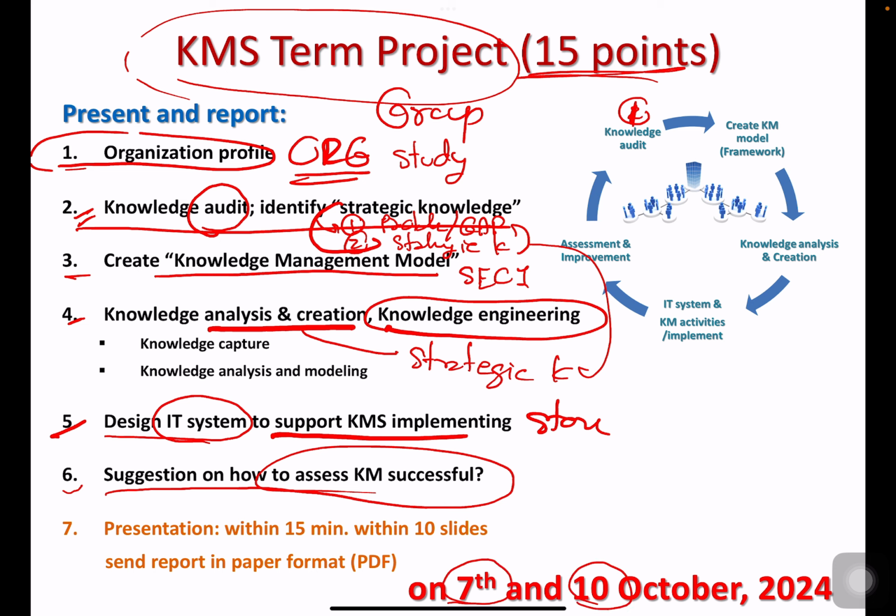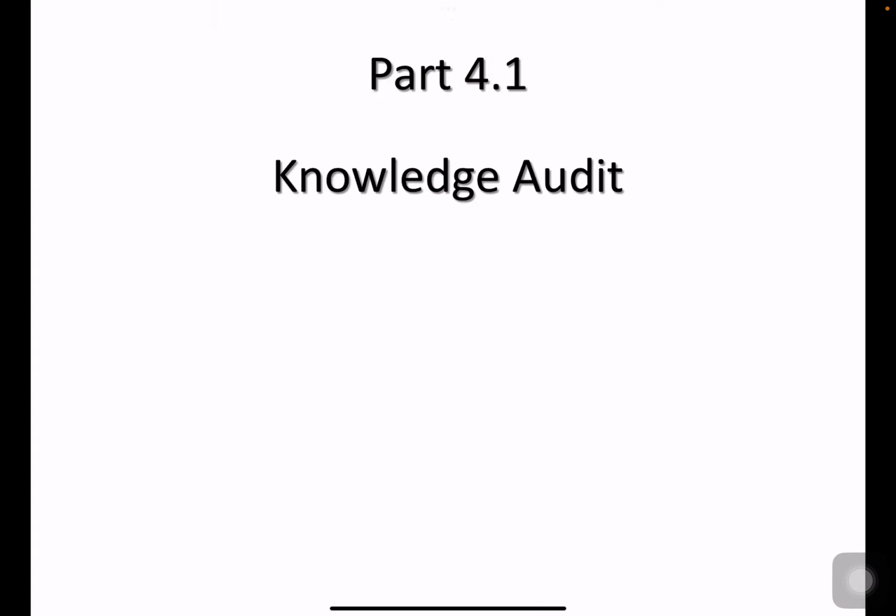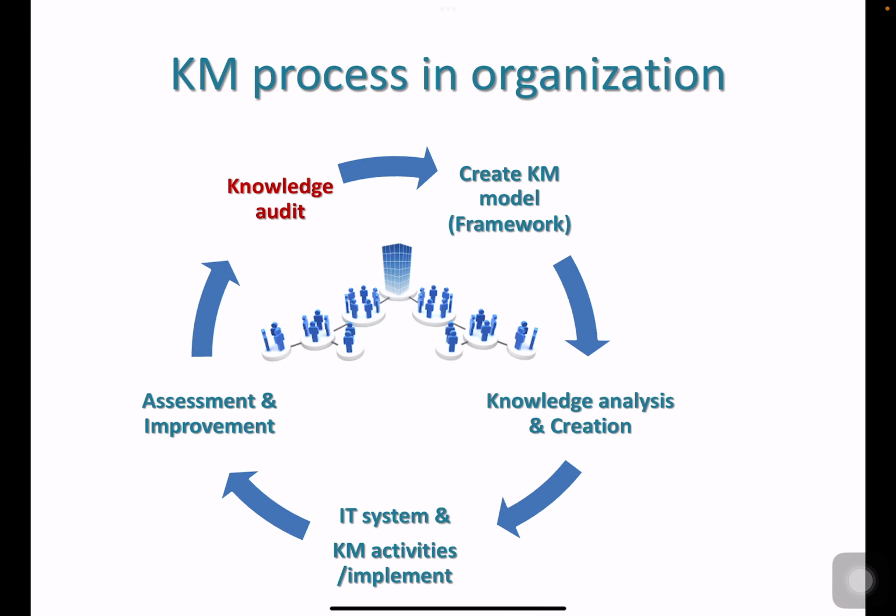October 17 and 10. So you can see that the knowledge audit is here, the knowledge creation is here, 3 is the knowledge analysis, 4 is IT, 5 is assessment. This all follows the knowledge management process. This is your term project. Your group is less than or equal to 5, and we're going to present on October 7 and 10.